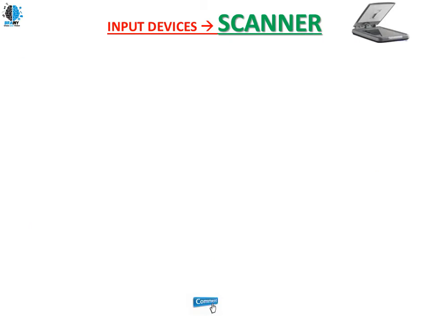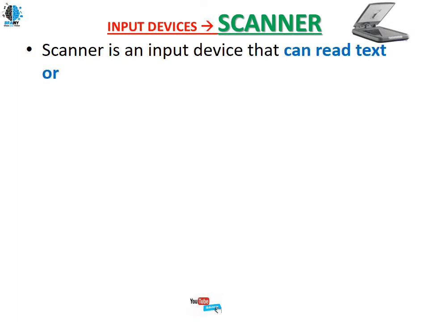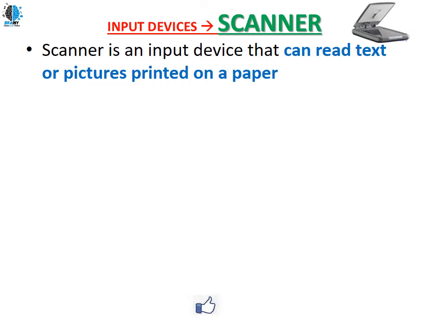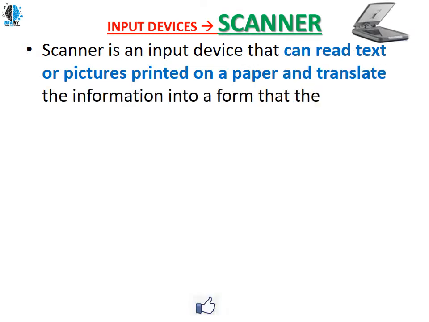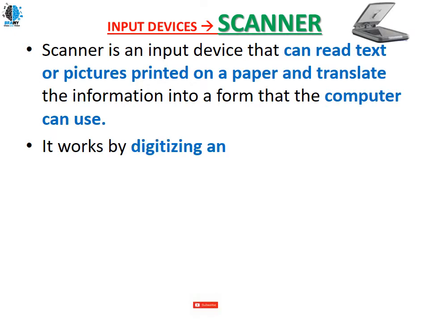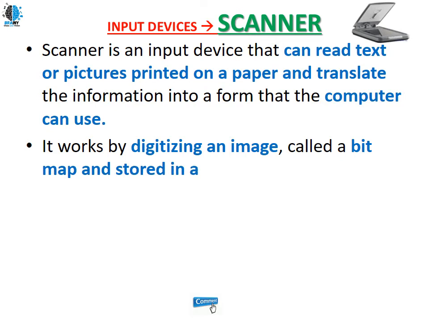Scanner, by the name itself, it is going to scan the data. So a scanner is one of the input devices which takes data into the computer system. A scanner is an input device that can read text or pictures printed on paper and translate the information into a form that the computer can use and understand. It works by digitalizing an image, called a bitmap image, stored in a file.